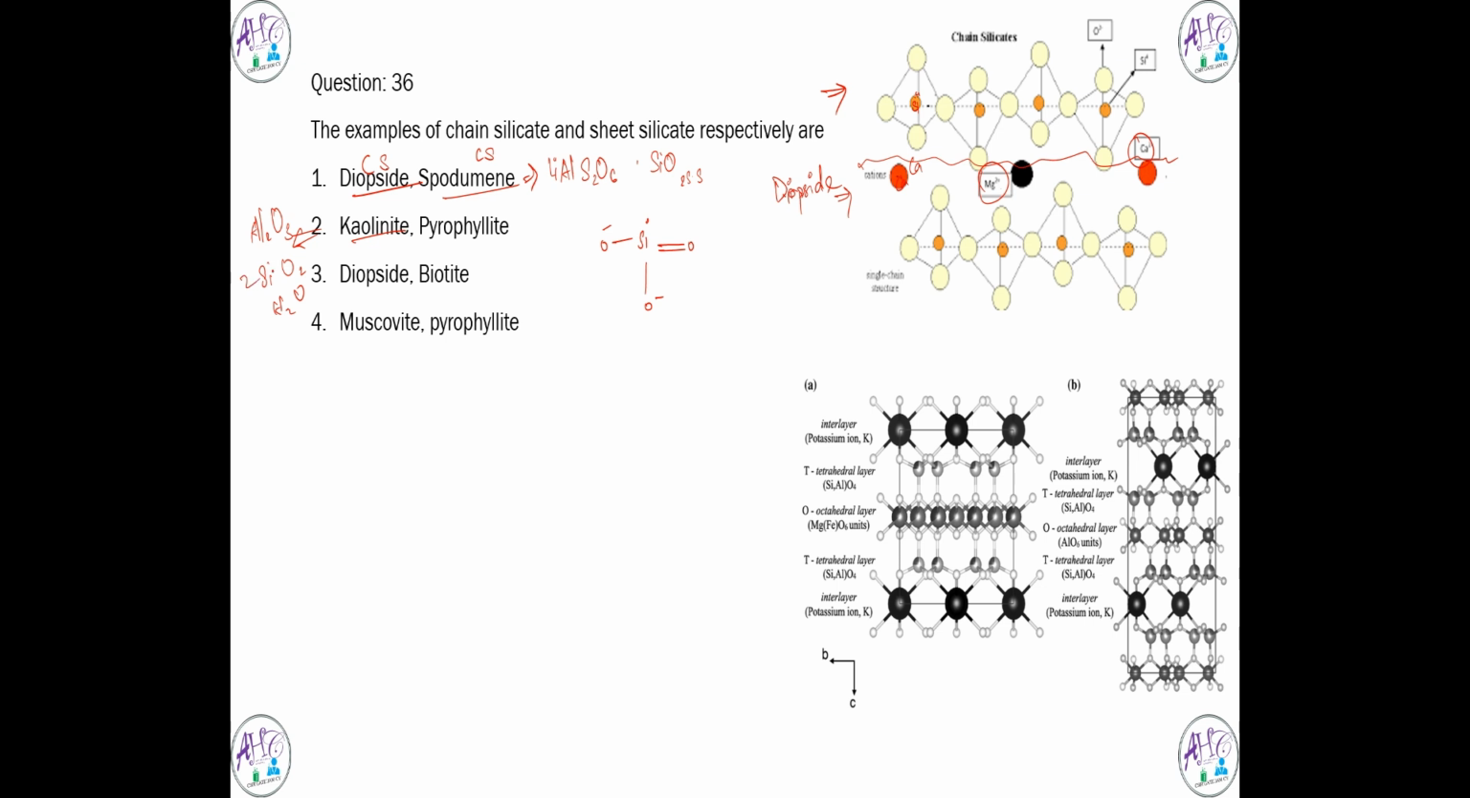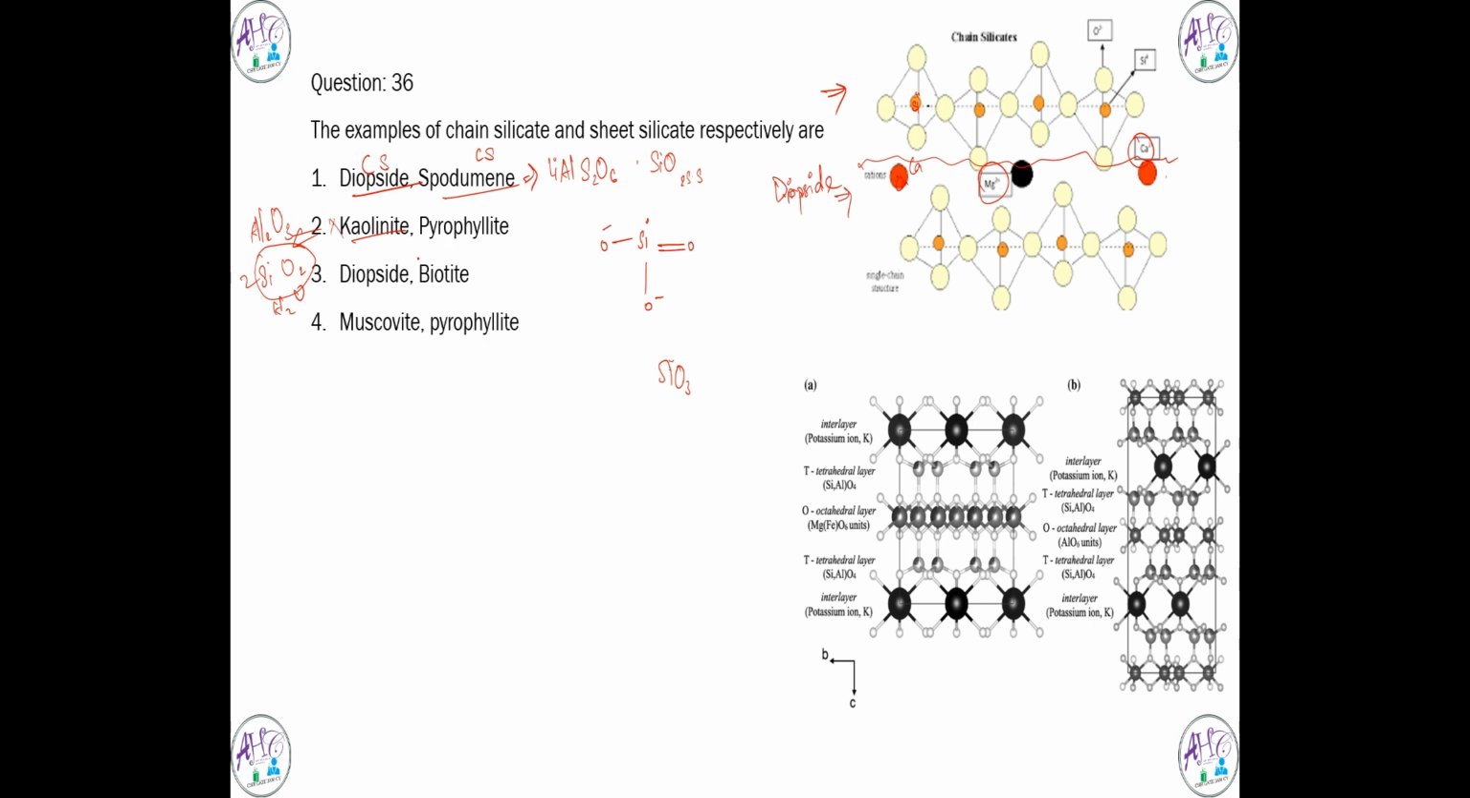And this is the formula for your kaolinite. If you see, this doesn't have a chain silicate formula. The chain silicate formula is SiO3. Here we have only SiO2, so this is not a chain silicate.